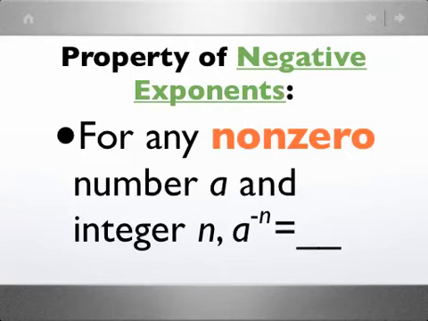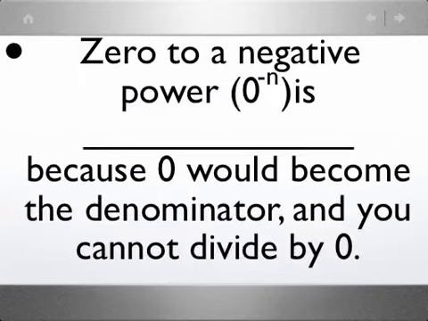The property of negative exponents says that for any non-zero number a and an integer n, a to the negative n, when n is negative, is going to be 1 over a to the positive n. So we can take a to the negative n and set it as a denominator under 1, and that makes my exponent become a positive exponent.